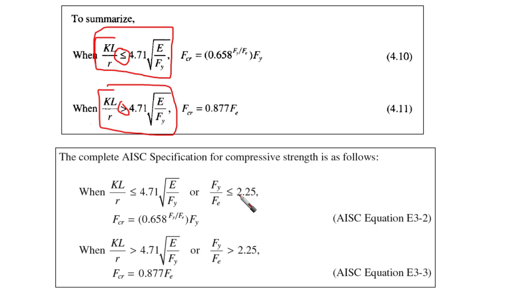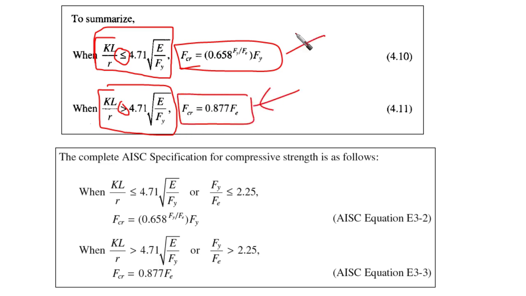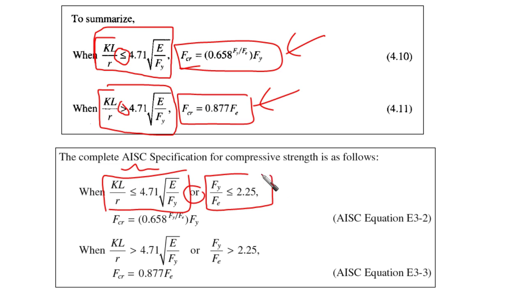Then what is the governing equation? This part is what we call inelastic buckling. However, here we have the elastic buckling. Remember that very well. You are going to find this equation in AISC. The complete specification is going to be given like this: the limit is KL over r less than or equal to 4.71 times the radical E over Fy, or Fy over Fe should be less than or equal to 2.25. So we have an 'or' here. We need to calculate this term or this one.